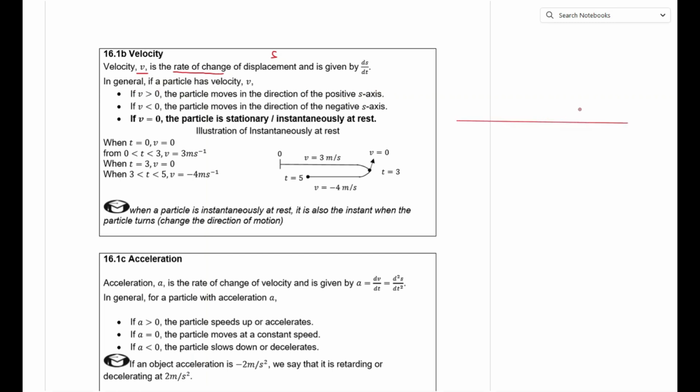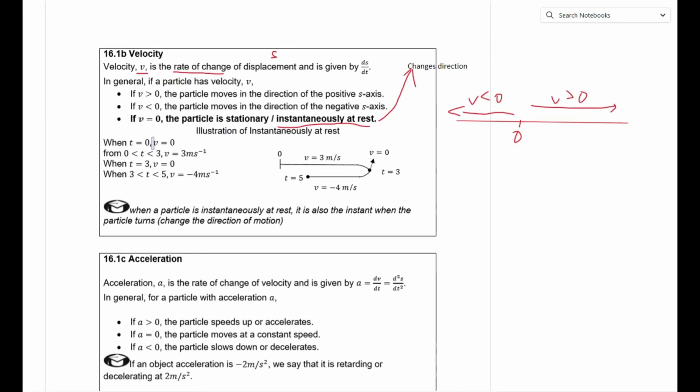In general, if a particle has velocity v, when v is more than 0, the particle will move in the direction of the positive s-axis. If the particle moves in the direction of the negative s-axis, v will be less than 0. And v equals 0 when the particle is stationary or instantaneously at rest.